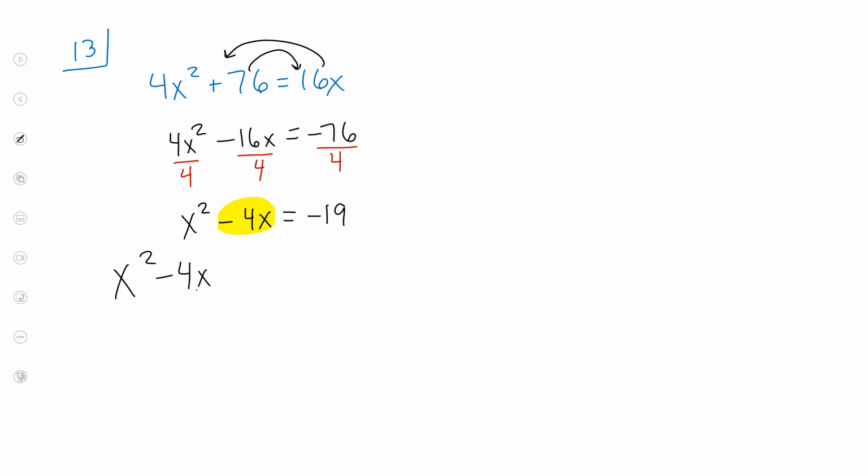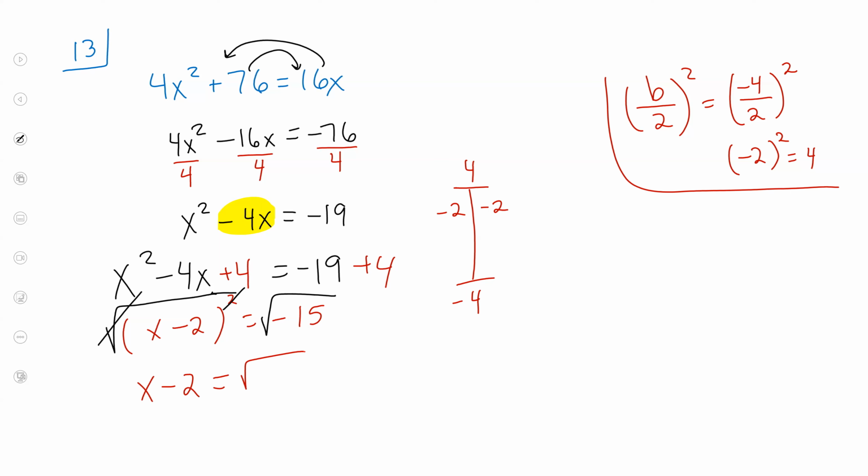All right, so I'm going to square root both sides. The square root cancels out with the squared. So now I am left with x minus 2 equals the square root of negative 15, which I can write as negative 1 times the square root of 15. Yes. And if we remember, the square root of negative 1 is i. So I'm going to write that over here. The square root of negative 1 is equal to i. So this will be x minus 2 equals plus or minus i square root 15.